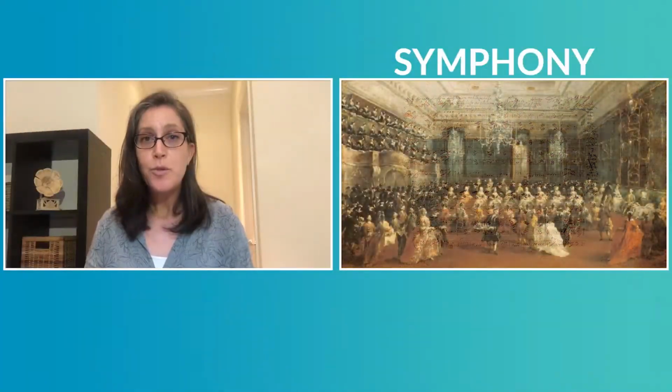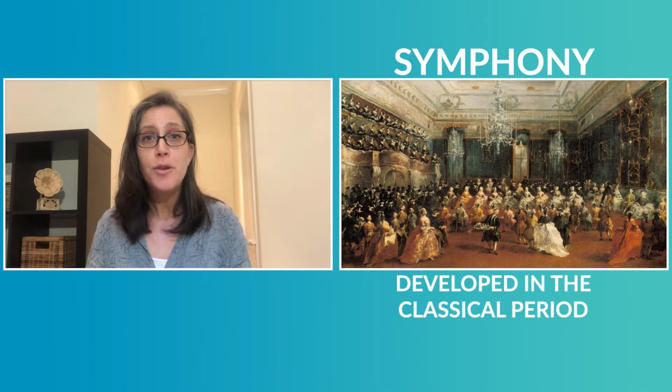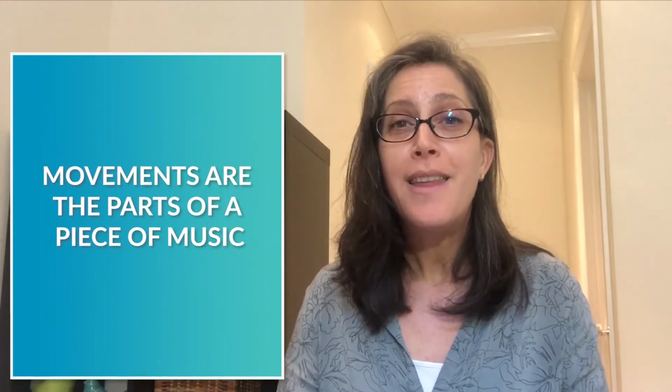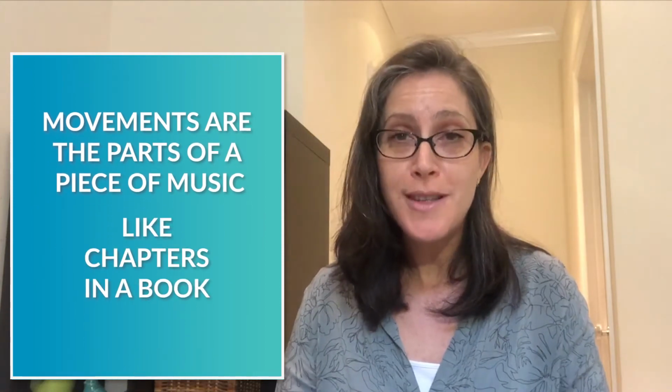The symphony was a new form of composition that developed in the classical period. A symphony is a musical composition for an orchestra, normally in 3 or 4 movements. You remember what movements are, right? They are the parts of a piece of music that are like chapters in a book. In this symphony, there are 3 movements.